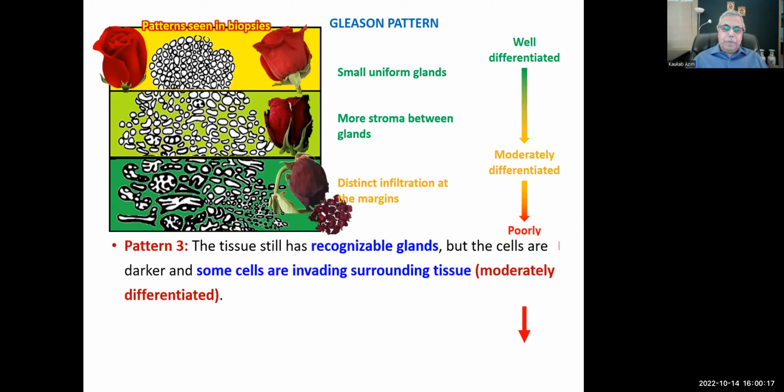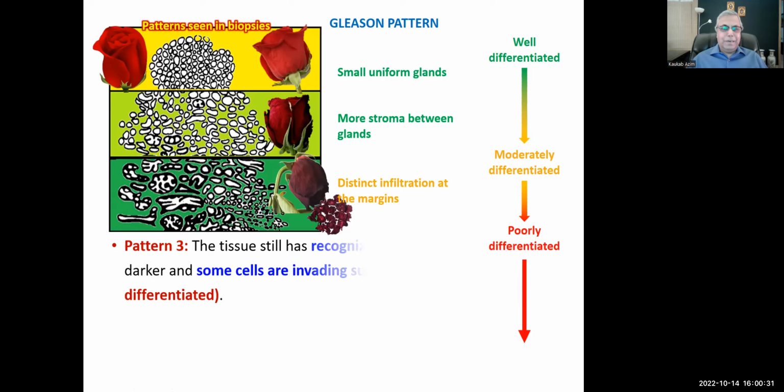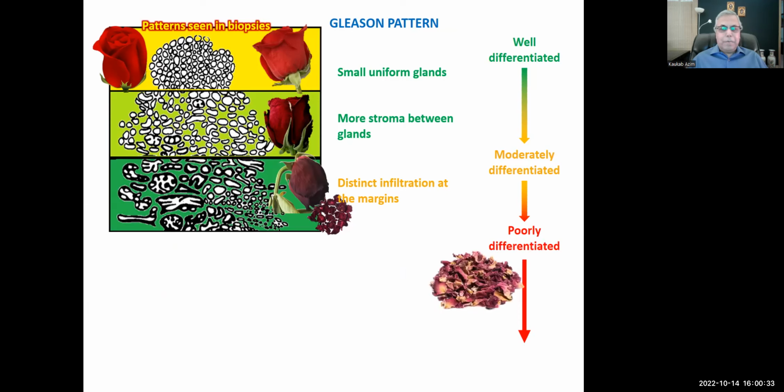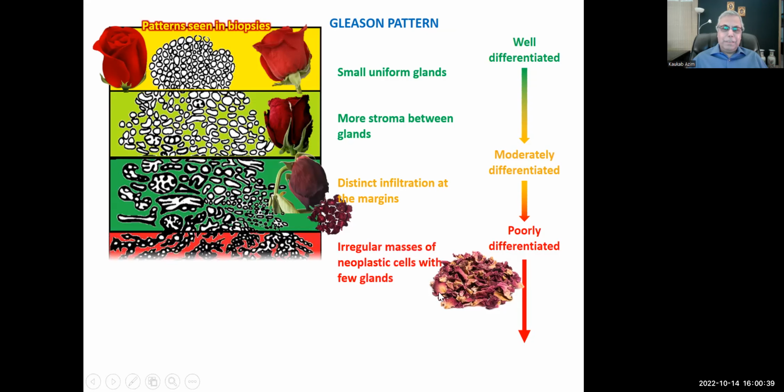Now we go, and what we describe is that pattern number 3: the tissue still has recognizable glands, but the cells are darker, and some cells are invading surrounding tissue, and these are moderately differentiated glands. Now this is our pattern number 4, where the roses are gone. You can tell that this material came from roses.